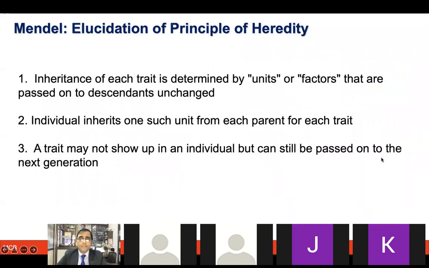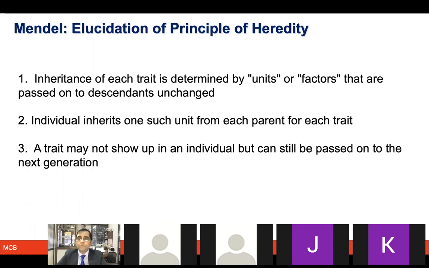So Mendel, from his observation, determined that there is some commonality and some units or factors which are passing the information from the parents to the offspring, and individuals are inheriting at least 2 alleles of one such unit or gene from their parents, and that trait may show up in the individual or it may not show up, but it may show up in the next generation.